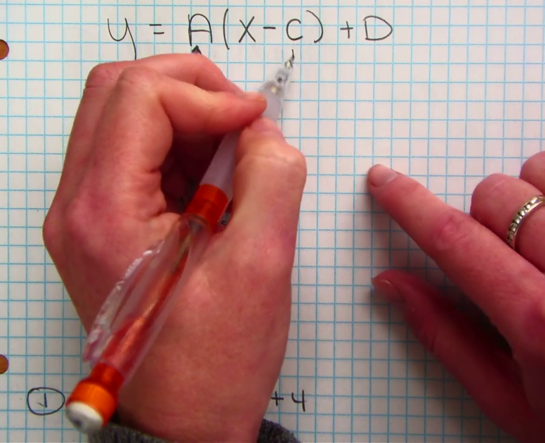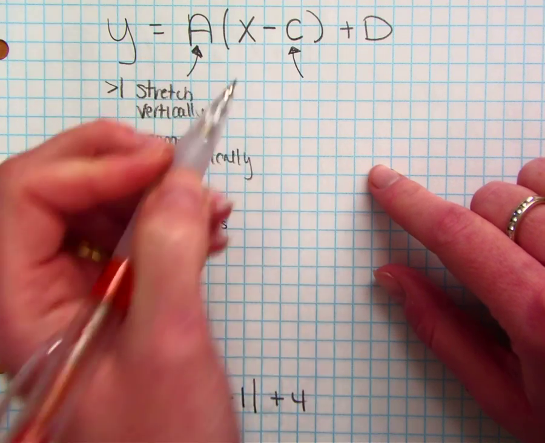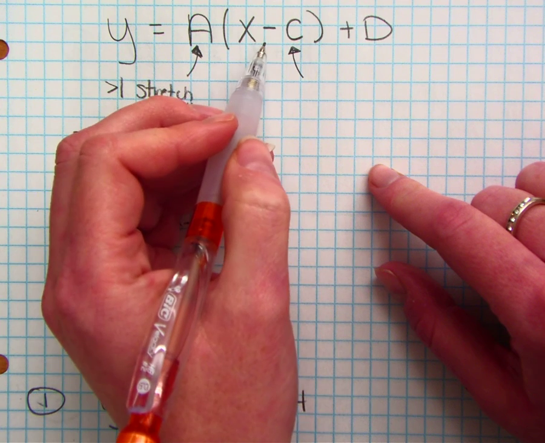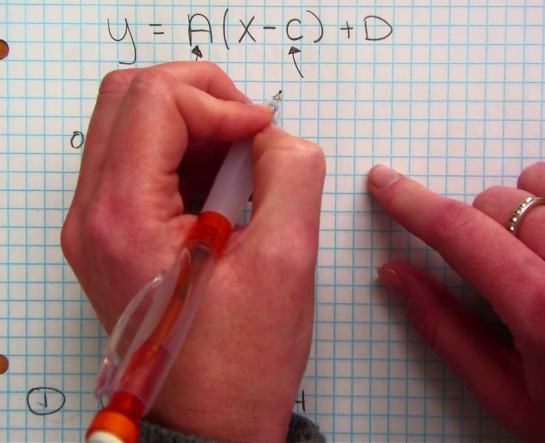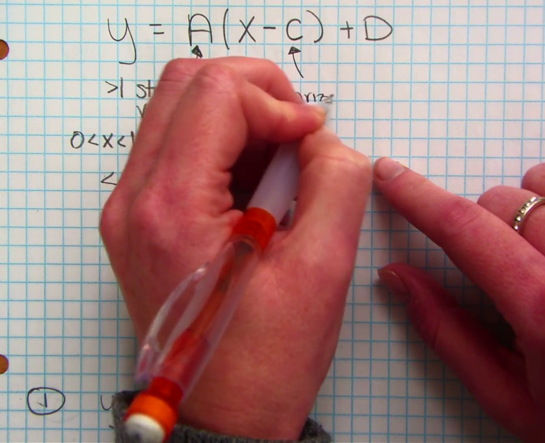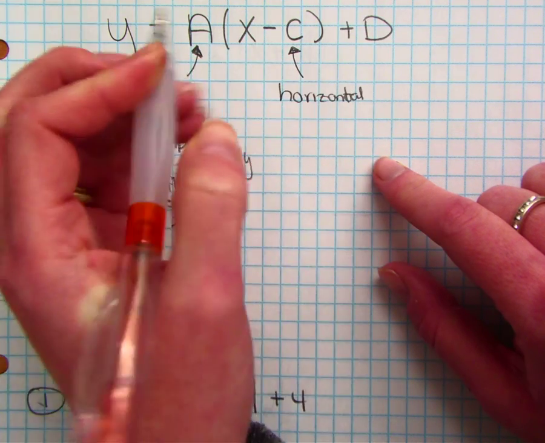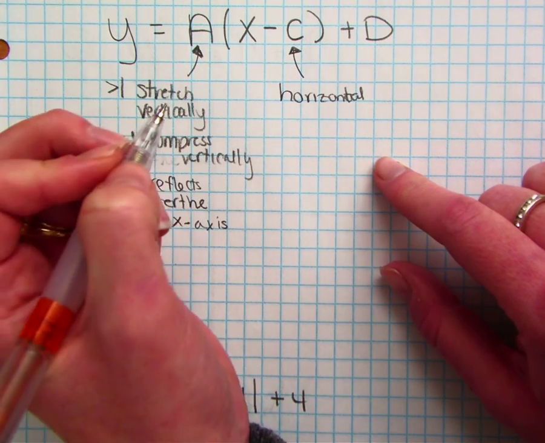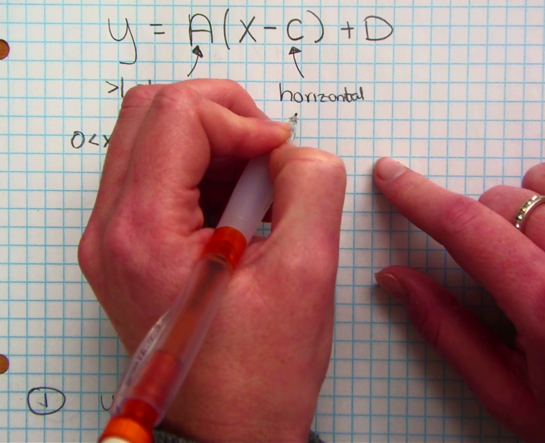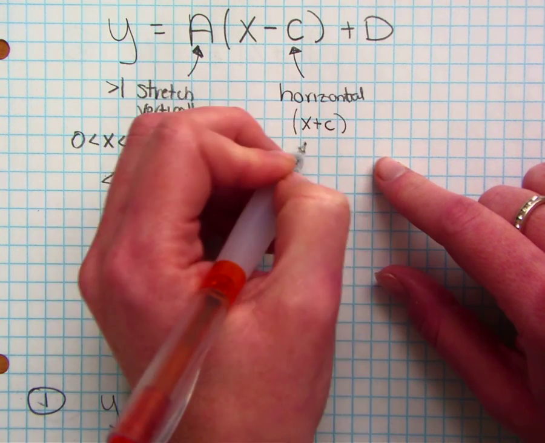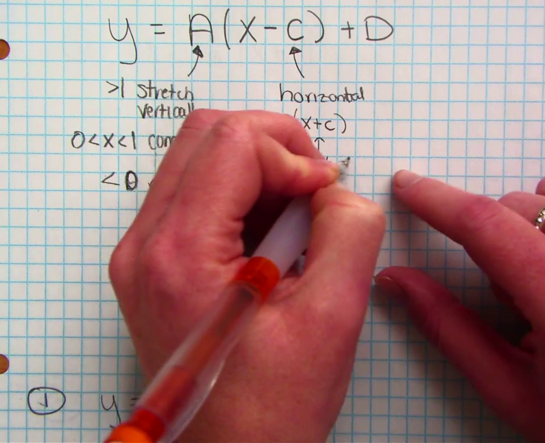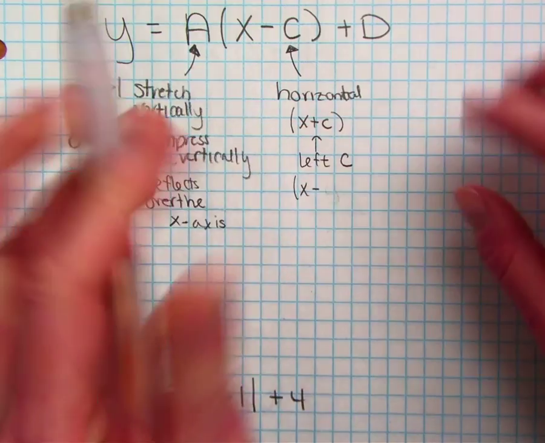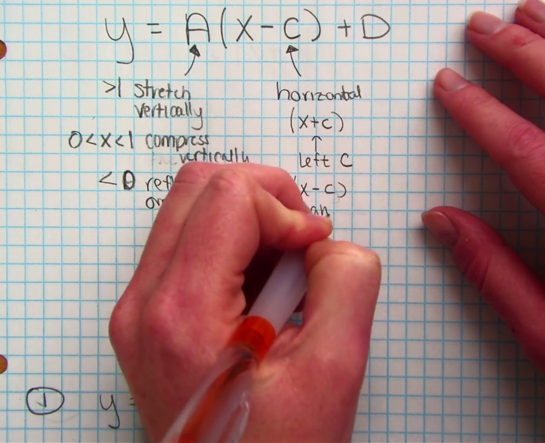If you have a value inside the grouping symbol, these are operations performed on the x value inside the grouping symbol, and this value is going to do horizontal transformations. It's going to change the x value because it's grouped with the x. It's going to have an effect on the x. Okay, so horizontal transformations. If it shows as x plus c, this graph is going to move left c units. If it's x minus c, it's going to move right c units.